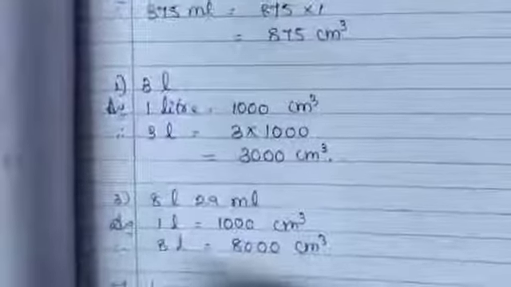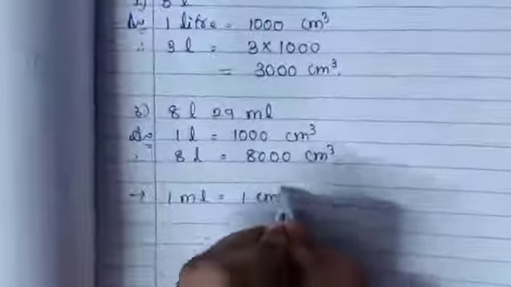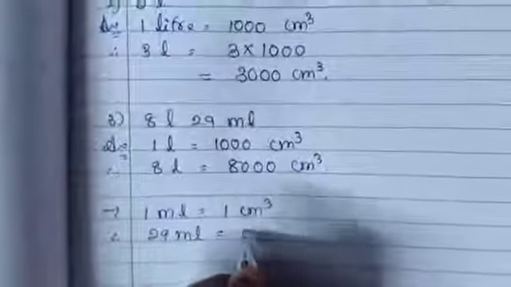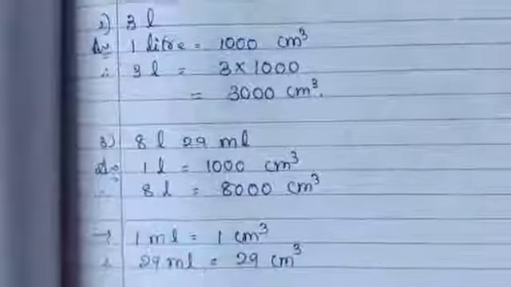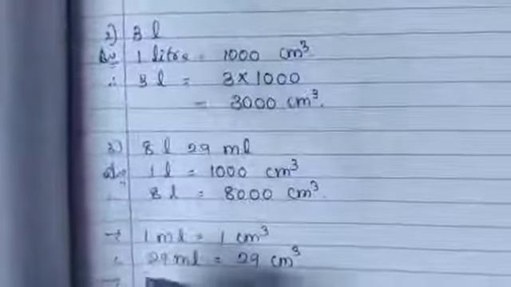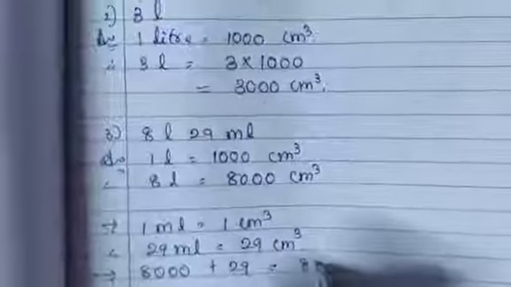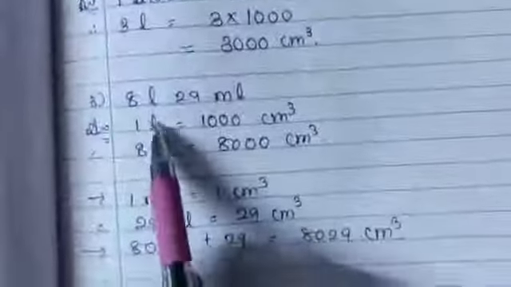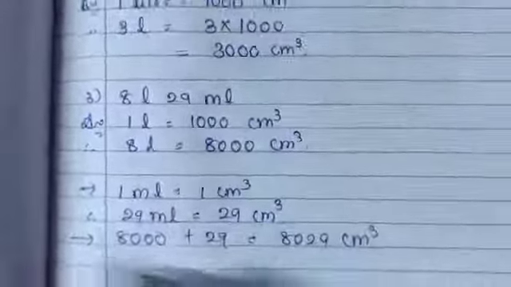Now we have to take ml. So 1 ml equals 1 cubic centimeter. Therefore 29 ml equals 29 cubic centimeter, because 29 ones are 29. Now we have to add. So 8000 plus 29 equals 8029 cubic centimeter, which means 8 liter and 29 ml equals 8029 cubic centimeter.